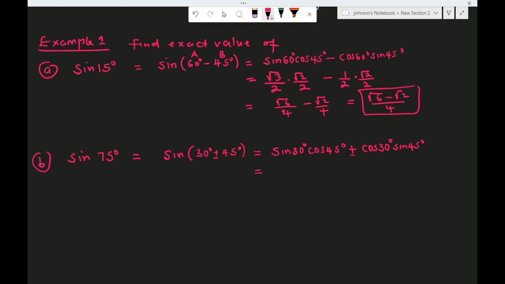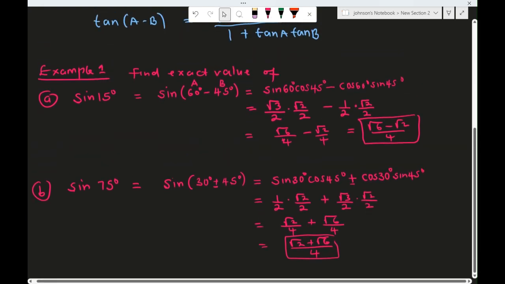So now what is sine 30? Sine 30 is 1 over 2. Cosine 45 is root 2 over 2, plus cosine 30 is root 3 over 2 as well. Sine 45 is root 2 over 2. So here we'll have root 2 over 4 plus root 6 over 4. And this will give us root 2 plus root 6 all over 4. So this is the exact value of sine 75.